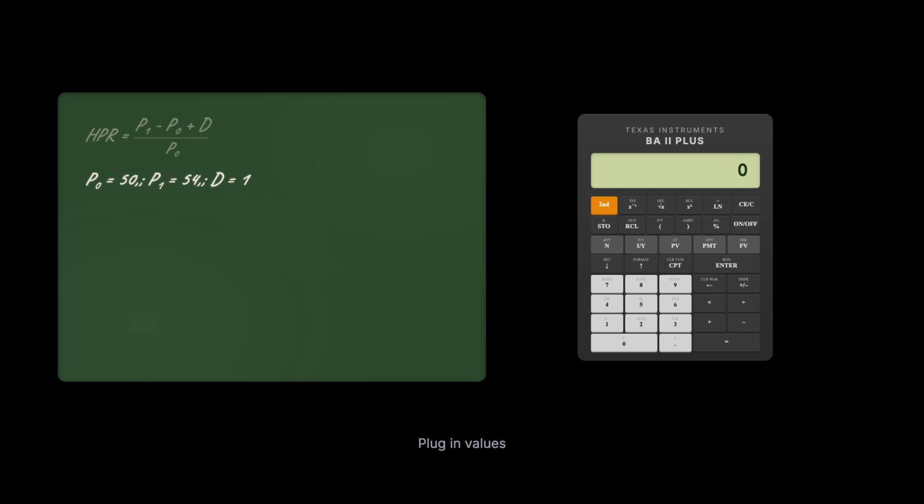Say you buy a stock at $50. It rises to $54 over 9 months and pays a $1 dividend. We substitute those values in. Let's compute the numerator on the calculator. 54 minus 50 plus 1 gives us 5. Now divide by the beginning price of 50, and our HPR is 10%. Don't forget that dividend. Omitting cash income is a classic exam trap.